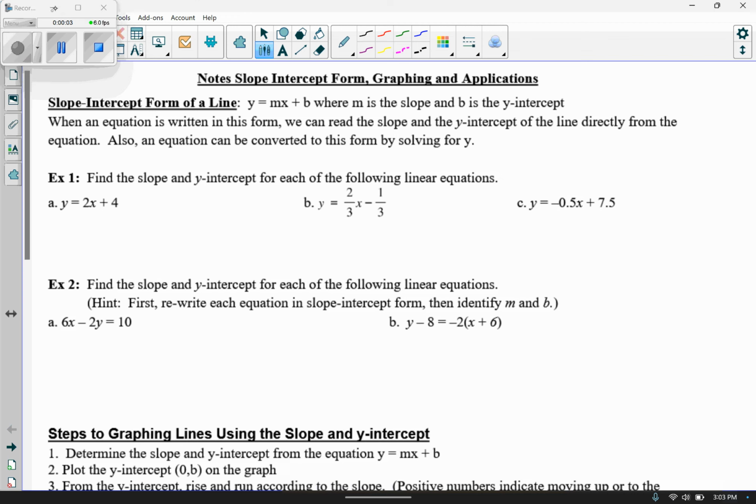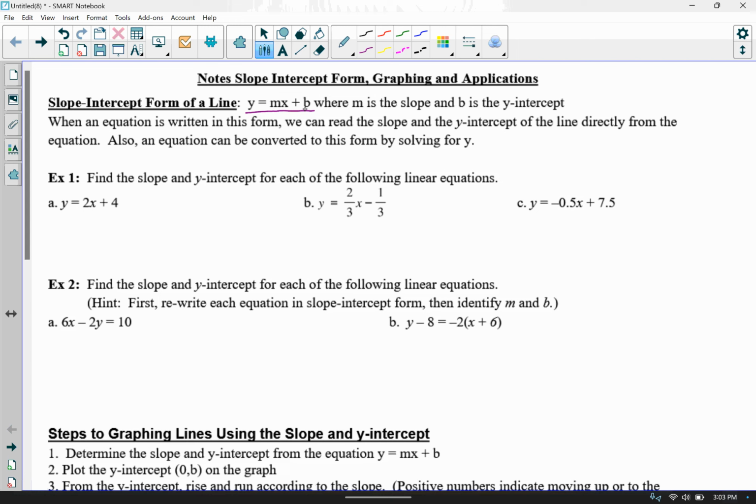Hi there. So in this particular section, we're going to take the idea of slope and expand upon it, with graphing as well as applications. We'll start first of all by talking about the slope-intercept form of a line, which is given by this equation right here, y equals mx plus b. You'll need to know that formula.